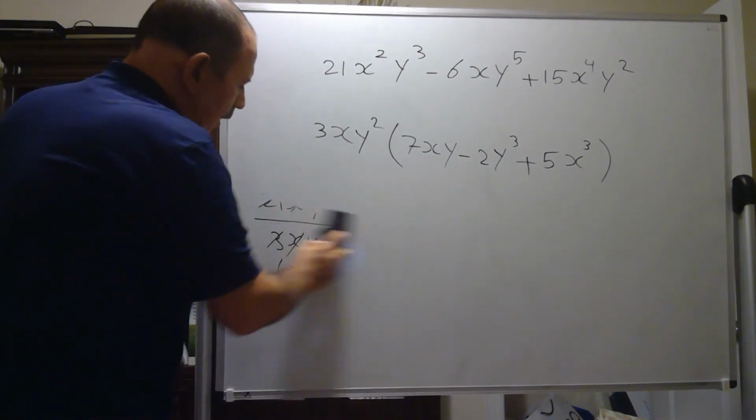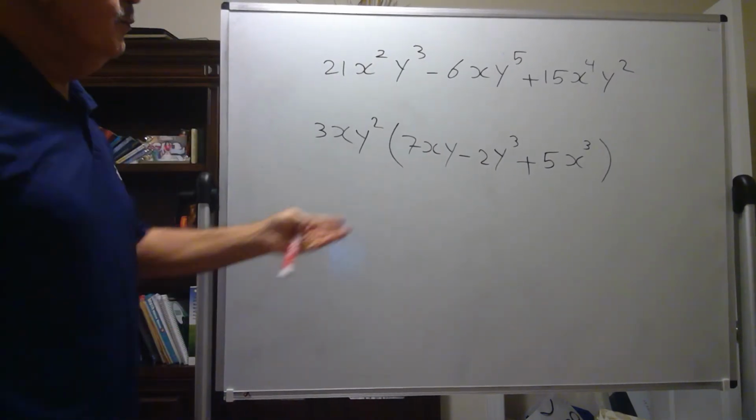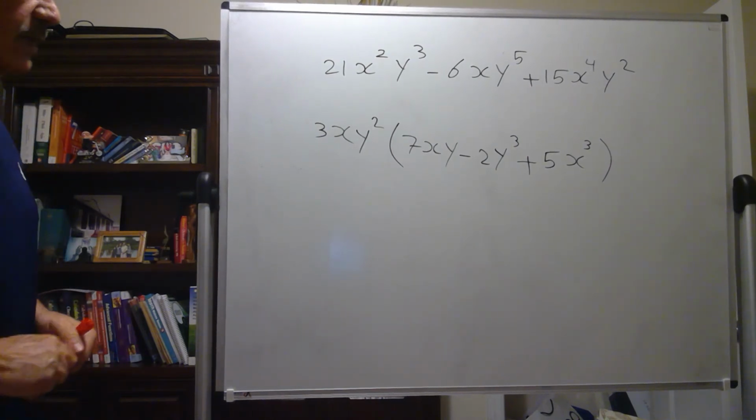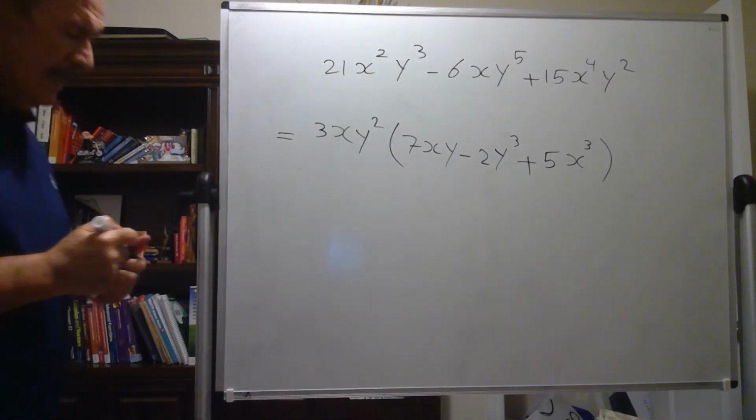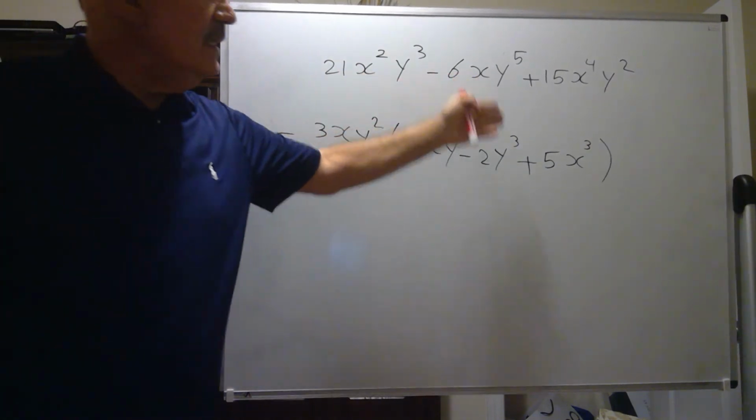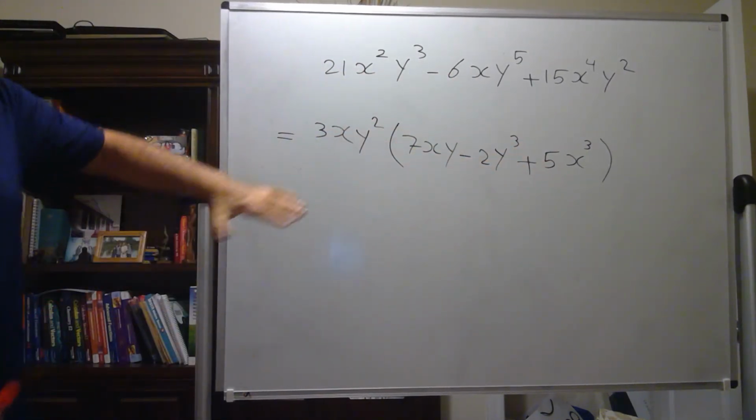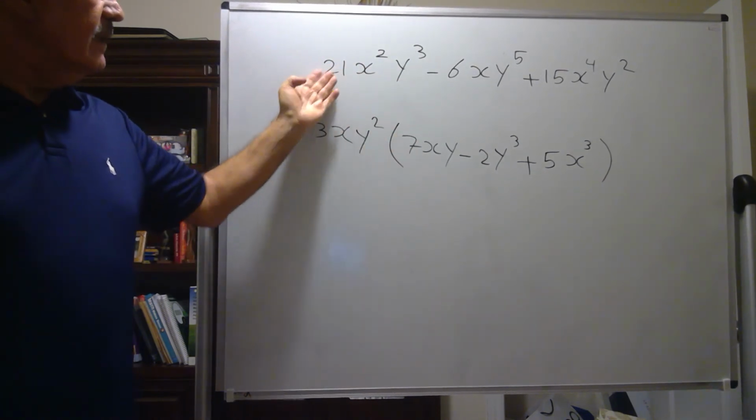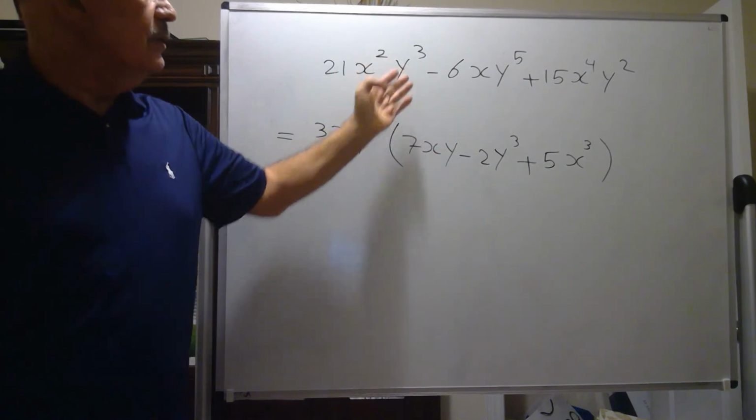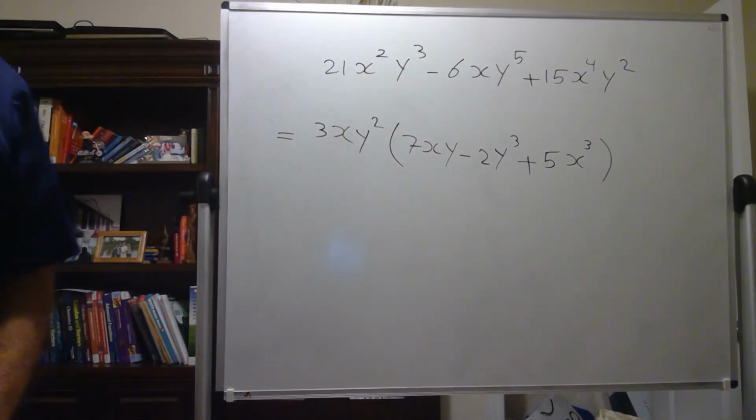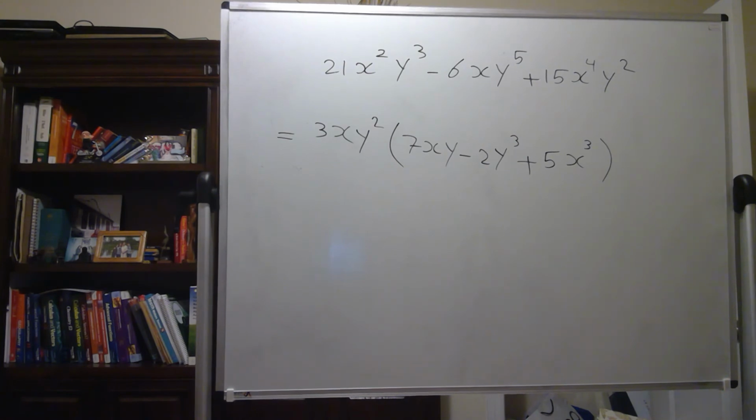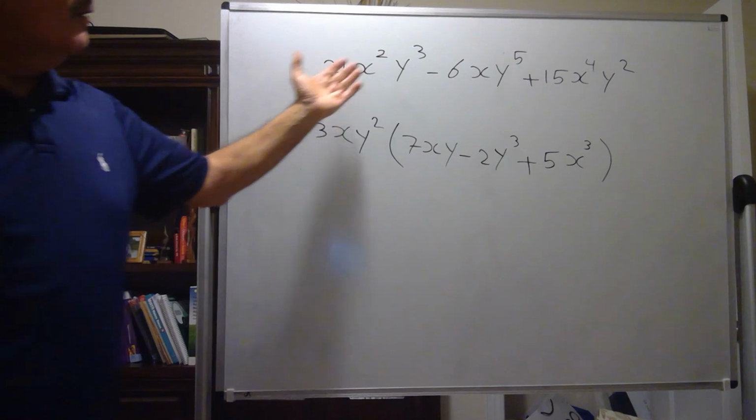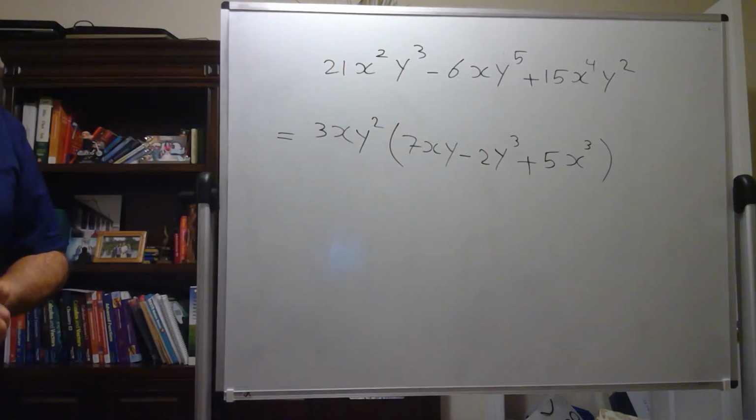3xy squared times the bracket 7xy minus 2y cubed plus 5x cubed. Remember, to check our answer, if we expand this, multiplying by what is inside the brackets, we should go back to the original expression. 3 times 7 is 21, x squared, y cubed, and so on. This was again factoring, factoring a monomial from this trinomial.